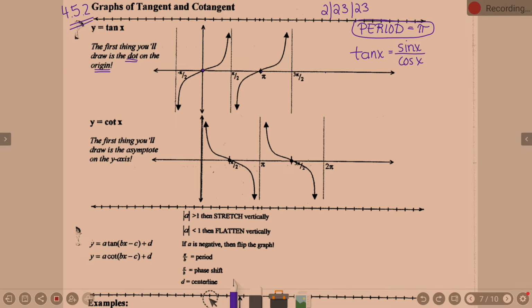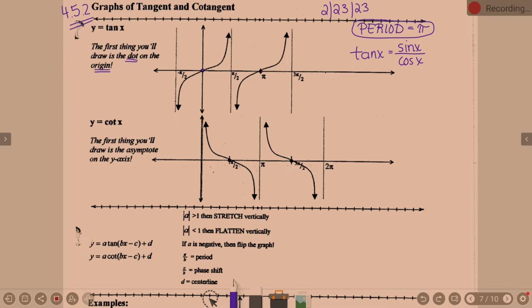The idea here is that sine is on top, and that's the connection I'm trying to make first of all. Sine would start at 0, and then it would go up, and the next time it crosses 0 is at pi. Then it goes down, and the next time it crosses 0 is at 2 pi. Notice those zeros are matching up with the zeros of tangent.